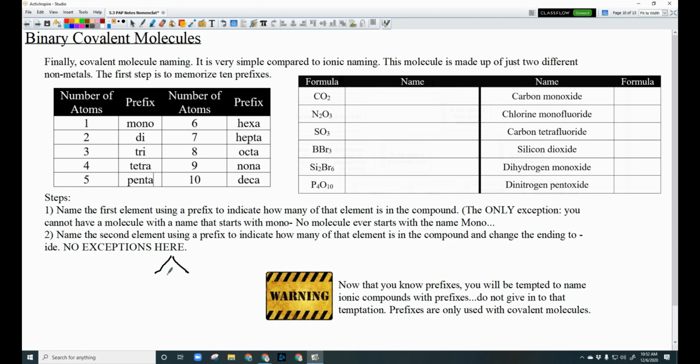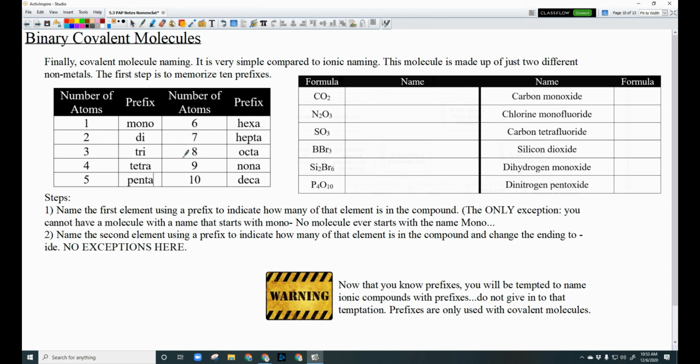The Pentagon is a building in Washington that's shaped like this. Actually, it comes in a little bit like that. Anyway, it has 5 sides. Okay, penta. 6 is hexa. 7 is hepta. 8 is octa, like an octopus has 8 tentacles. Nona is 9, and deca is 10. So memorize these 10. 90% of covalent naming is done.